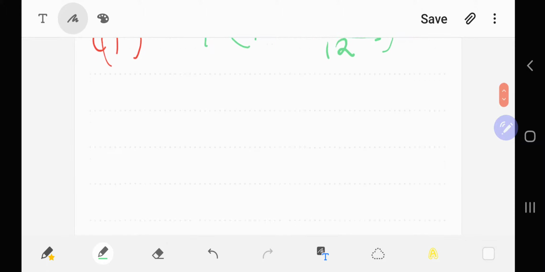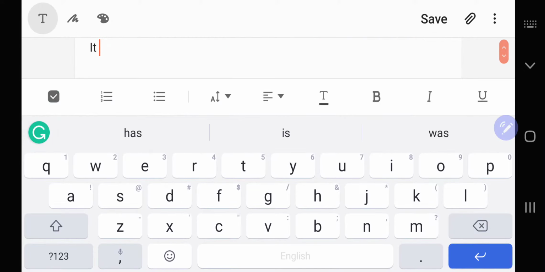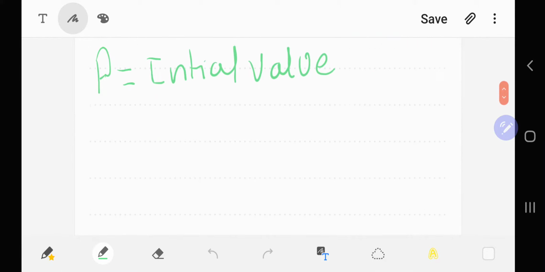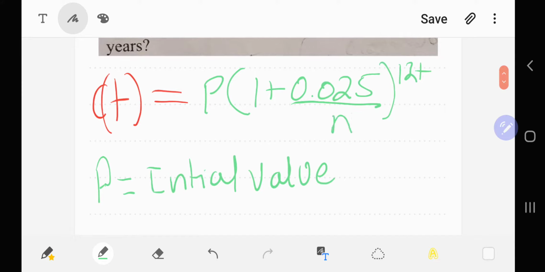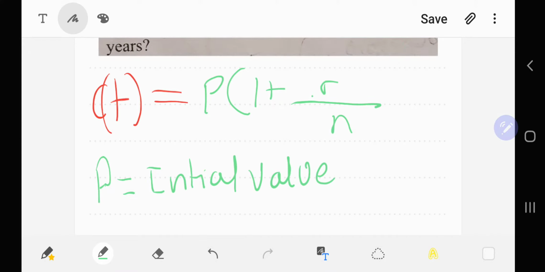So let's go over what each thing represents. P equals the initial value. N, which is 12. Oops, that doesn't belong there. Let's get rid of that. Don't want anything that doesn't belong there. This is what your equation is going to look like. Boom. So let's rewrite this: P times 1 plus r, the rate of change, over n, raised to n times t. That's your equation.